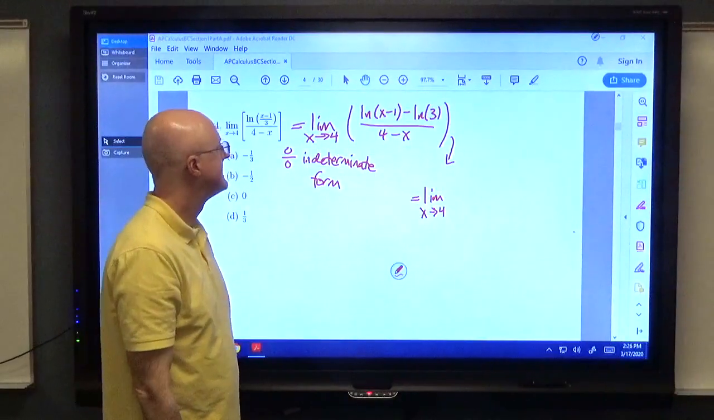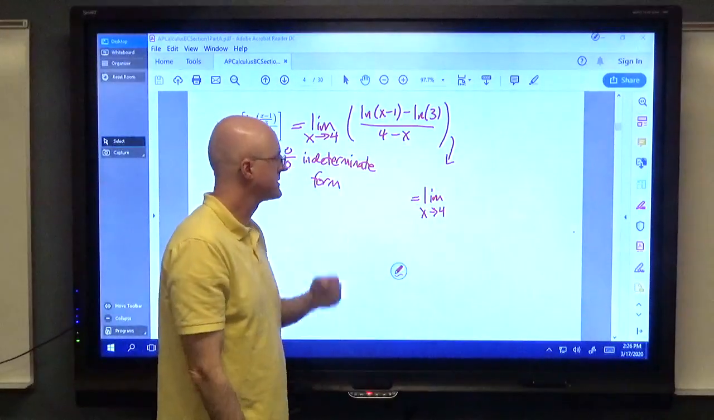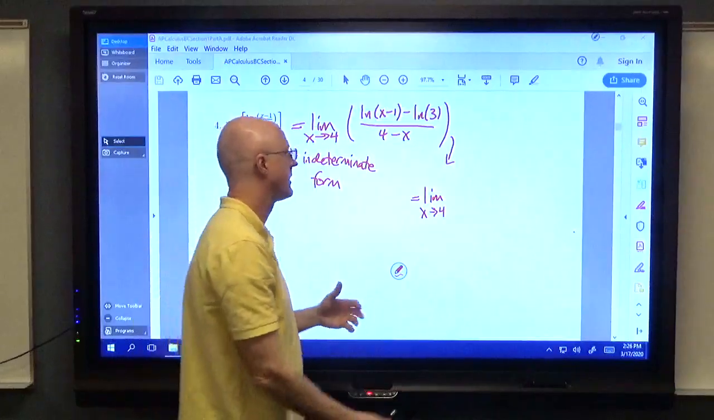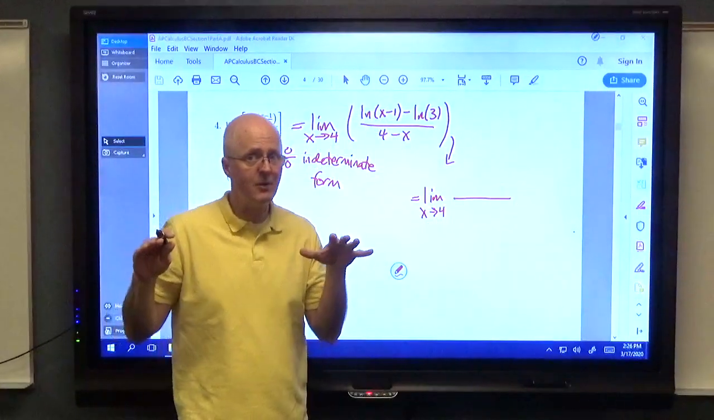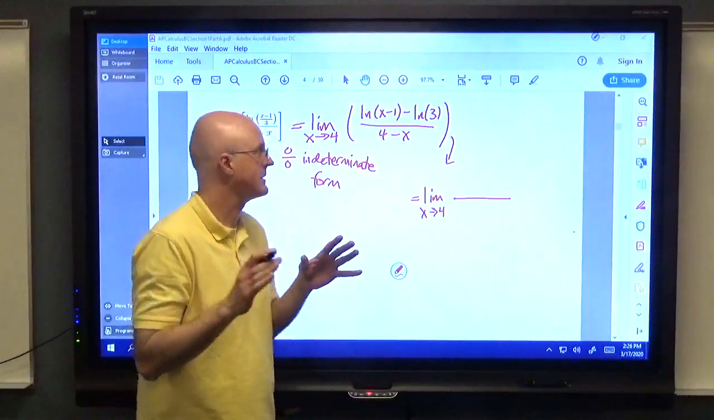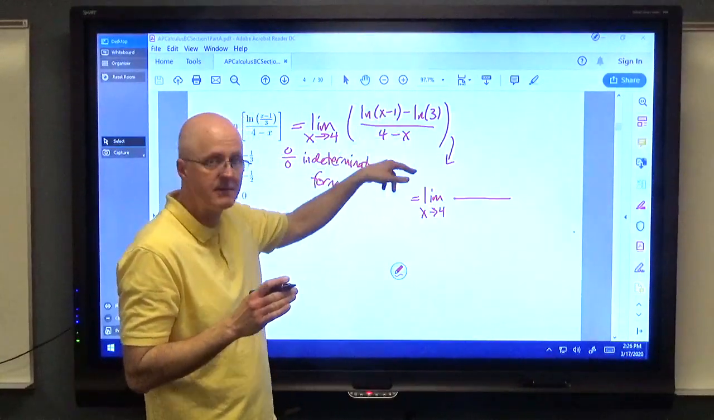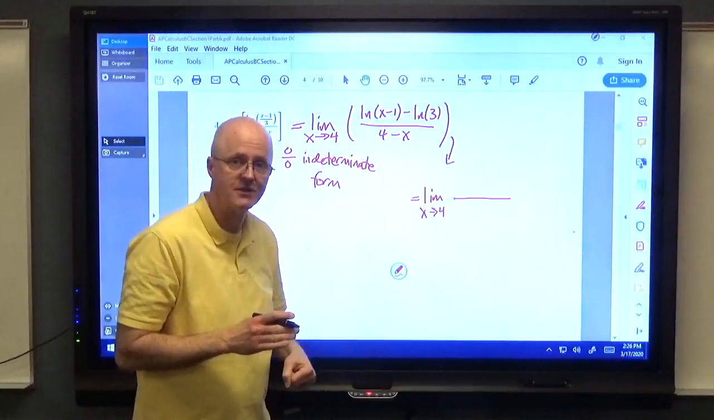It says the limit of this 0 over 0 indeterminate form will equal the limit of a new ratio that is not found by the quotient rule. Don't ever think you're using the quotient rule here. You've got to differentiate the top and the bottom individually and make a new fraction.